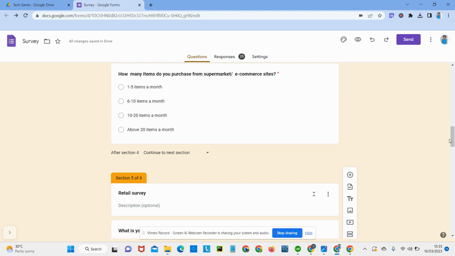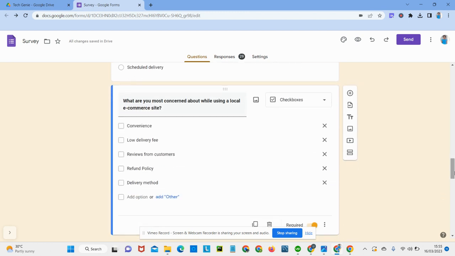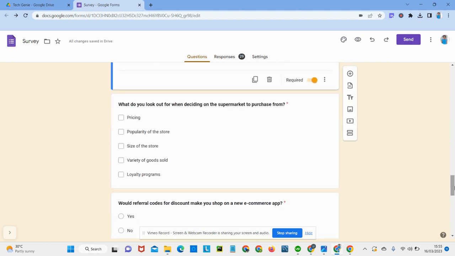But with the checkboxes, you could select more than one option, and so that's why I did that. And then, what do you look out for when deciding on a supermarket to purchase from?